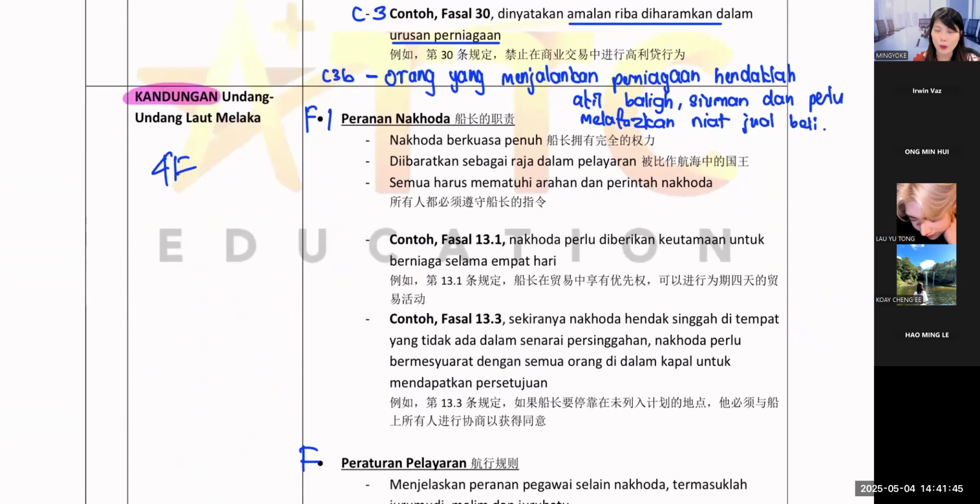Then the content of Undang-Undang Laut Melaka also the same. Fakta 1, peranan nakhoda. Okay, peranan nakhoda here, guys, you understand that if you like doing objective, right, they will tell you that nakhoda is the captain of the ship. We have nakhoda sahat lah, nakhoda diri lah, nakhoda jenal lah. All these nakhoda you will need to apply in the objective lah, but not here lah.